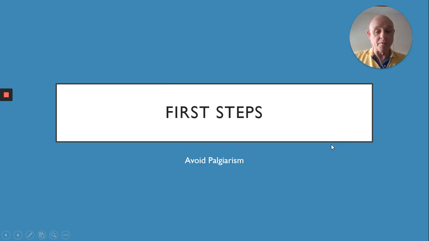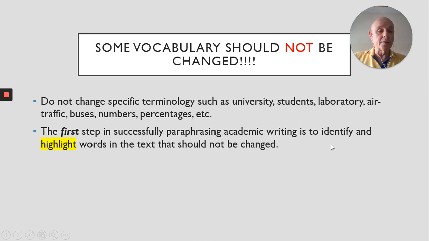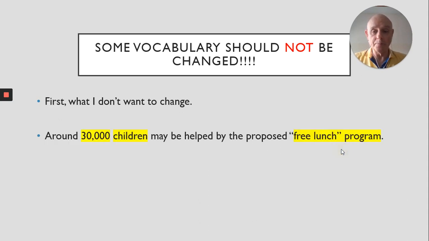So the first step in paraphrasing is you need to realize that you should not change all the words. In fact, if you change certain kinds of words for the IELTS, they will mark you down for it. So do not change specific terminology such as university, students, laboratory, air traffic, buses. Don't change numbers and percentages. So the first step in successfully paraphrasing academic writing is to identify and highlight words that you should not change. Leave them alone.